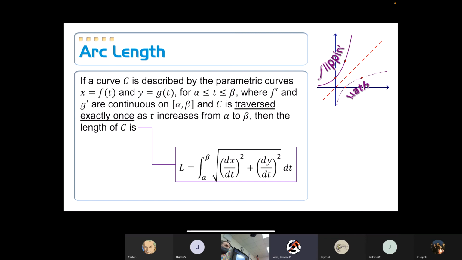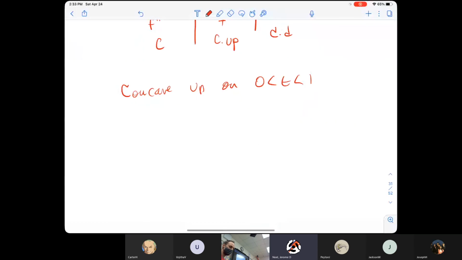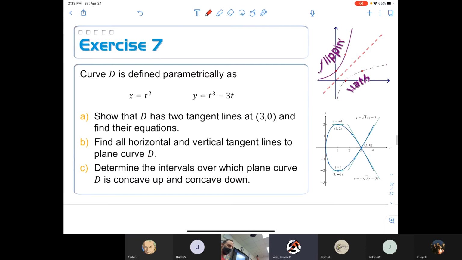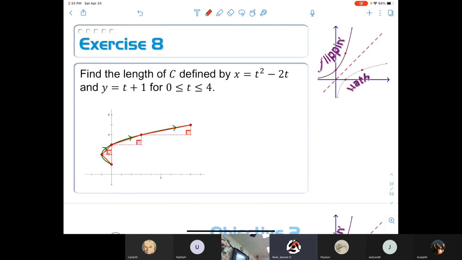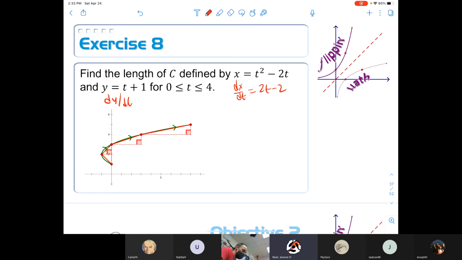All right, you got something down? Let's come back over to, I think it was this same exact equation here, this parametric set of equations. Let's find its arc length over the interval from 0 to 4 for the t's. Okay. What was our dx/dt again? 2t minus 2. dy/dt? 1.